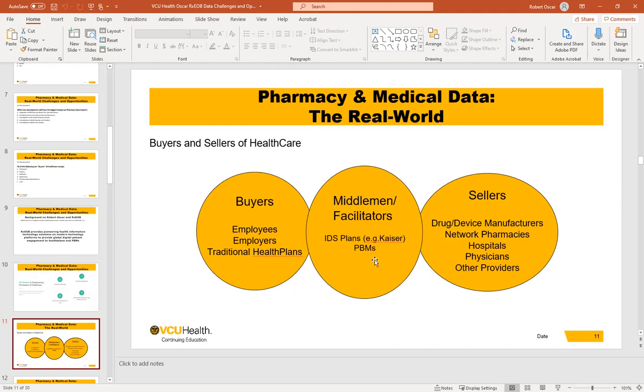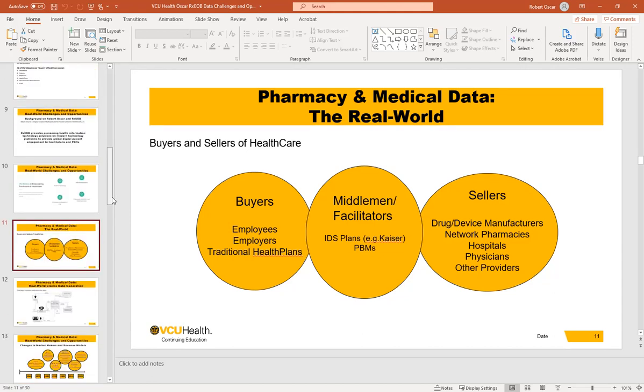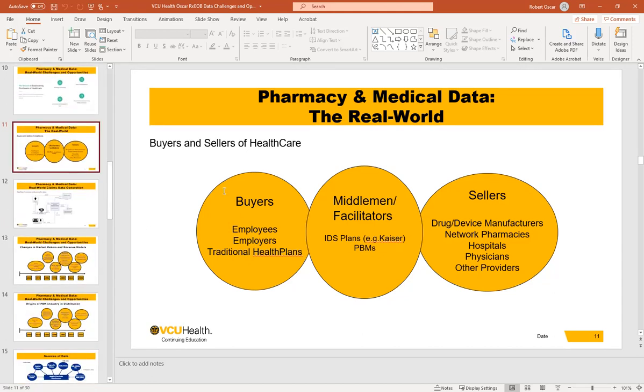There are some folks in the middle, pharmacy benefit managers, that play both ends a good bit, which is another discussion for another day, and integrated delivery systems like Kaiser Permanente, where they're both the payer and the provider of care, which has some interesting dynamics. But at the end of the day, I think it's important to always think about how we can work together to seek value and understand what we're buying.